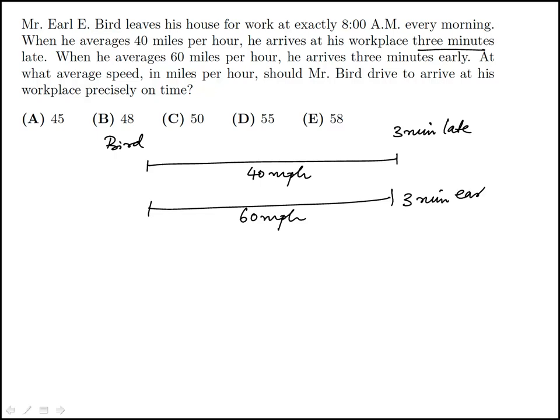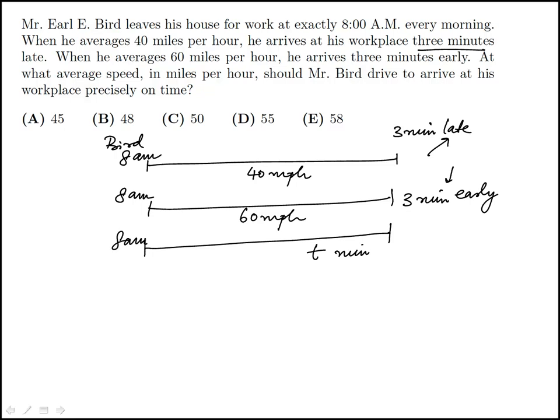And so the key thing is that these times are relative to how long it would take him so that he arrives on time. So I'm going to call that time t minutes that he needs to drive at a certain speed so that he arrives on time. Now, in all these cases, he's leaving at 8 a.m. And the question is, what is the speed that we need here?